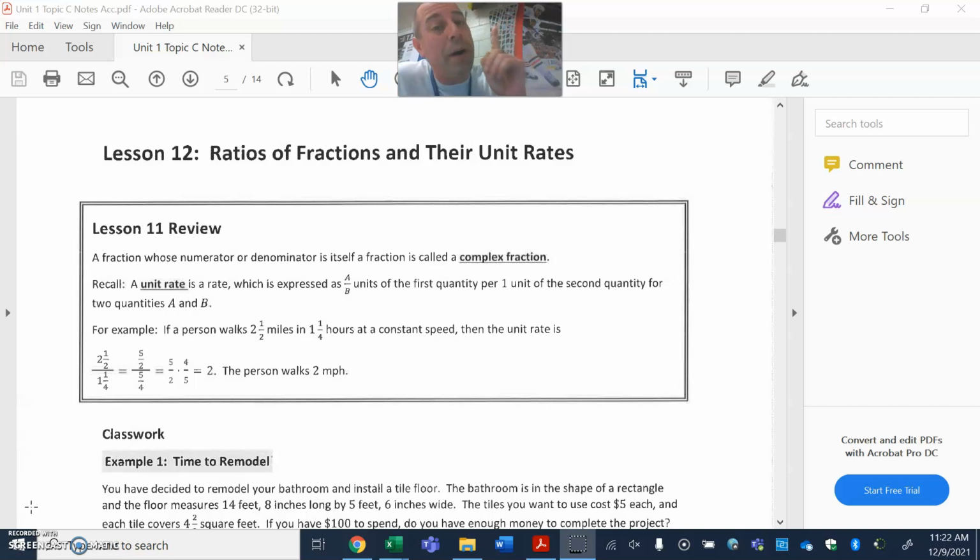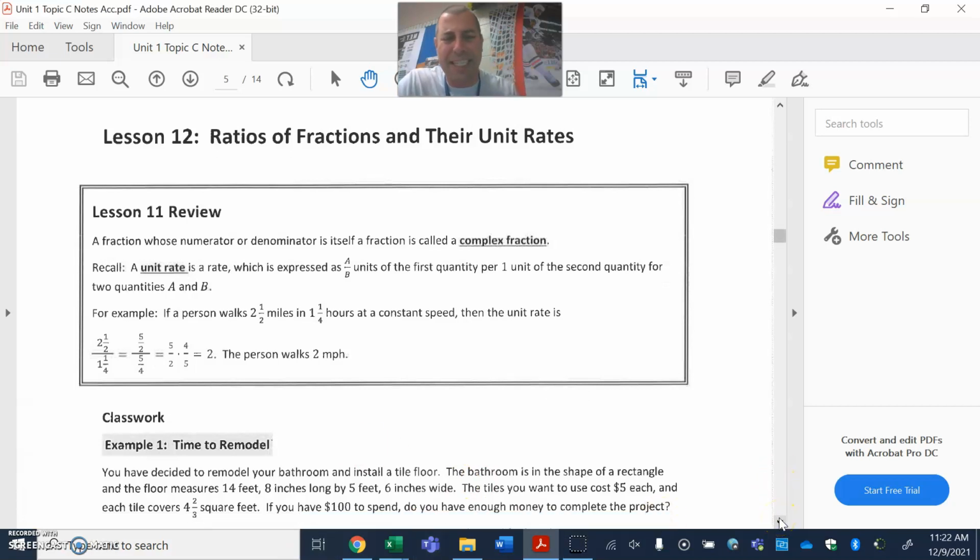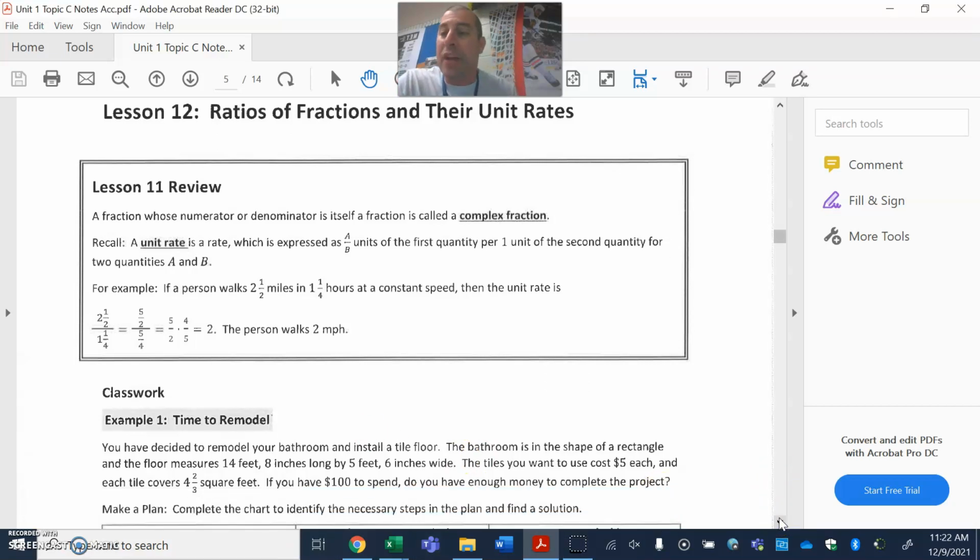Unit rate. How much for 1? Your ratios are going to be fractions. Whatever, fractions, no big deal. They are doing a little bit of a review for you, so I think it's worthwhile to see those particular items in that box. A fraction whose numerator or denominator is itself a fraction is called a complex fraction.